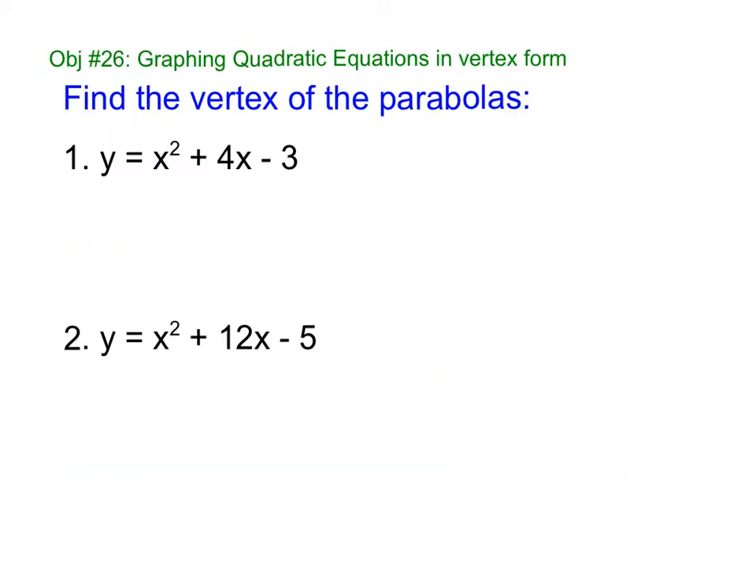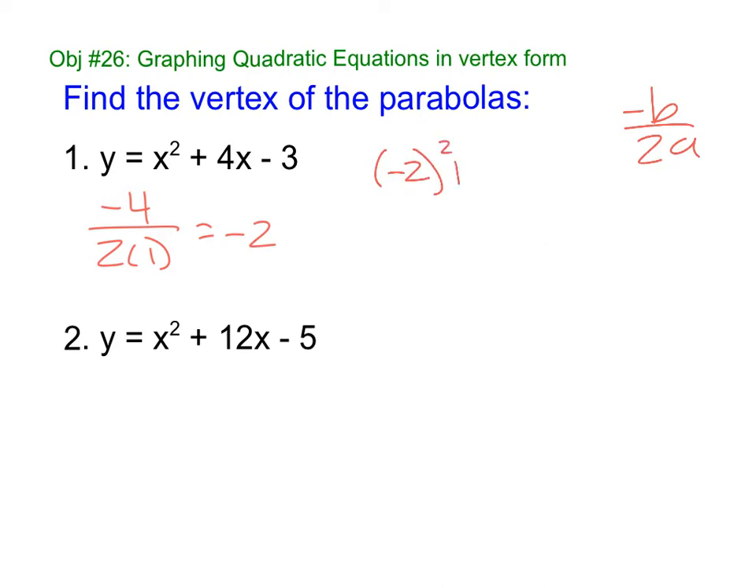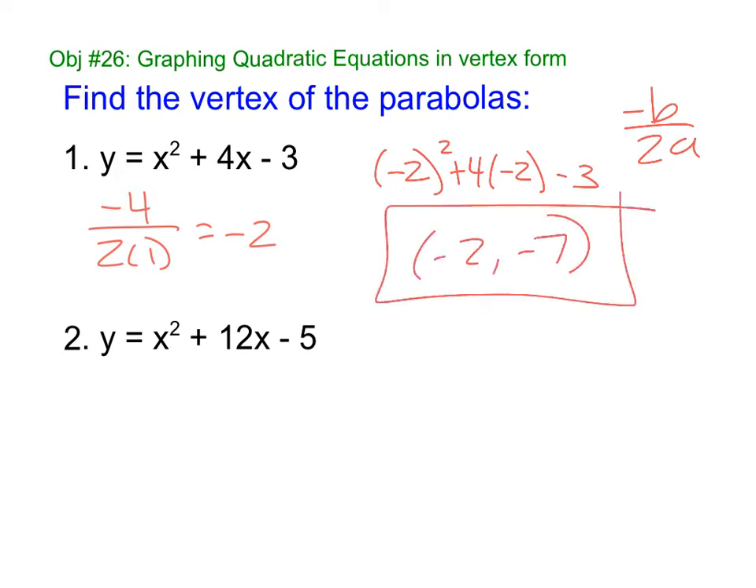Okay, so I want you to just find the vertex, right? How do you find the vertex of that parabola? So we always start with negative b over 2a. So negative 4 over 2 times 1 is negative 2. And then to find the y value, we plug in. Negative 2 squared plus 4 times negative 2 minus 3. I plug that in my calculator, and I get negative 7. So negative 2, negative 7 is my vertex.